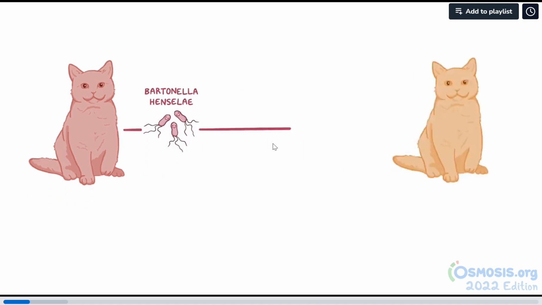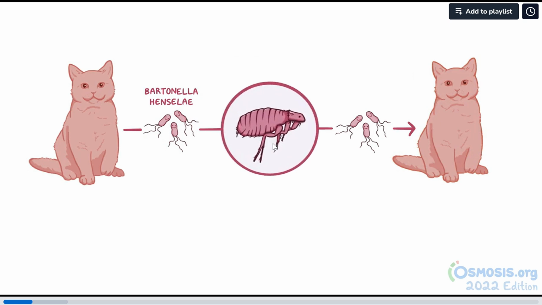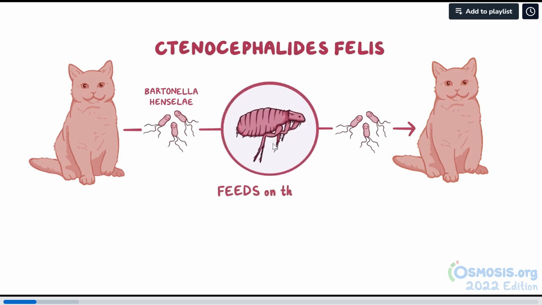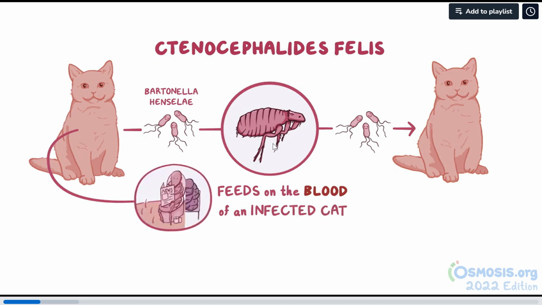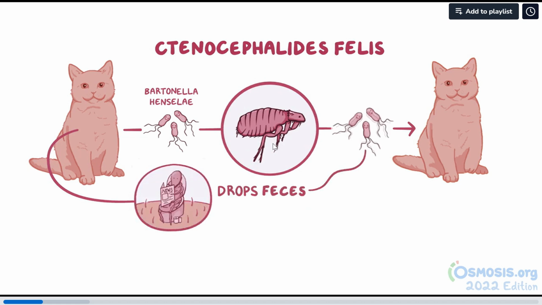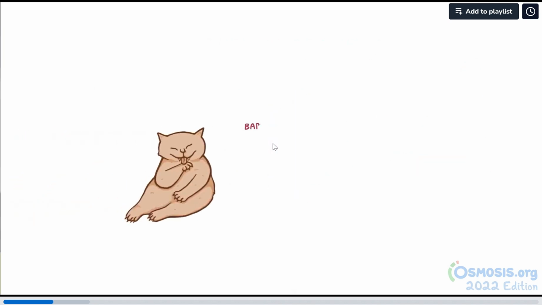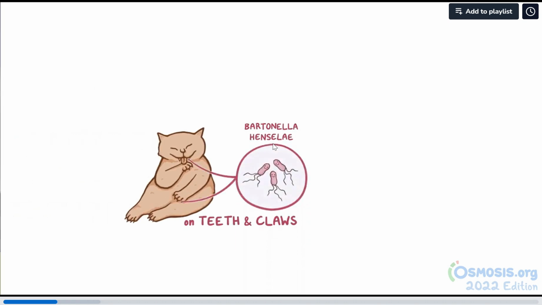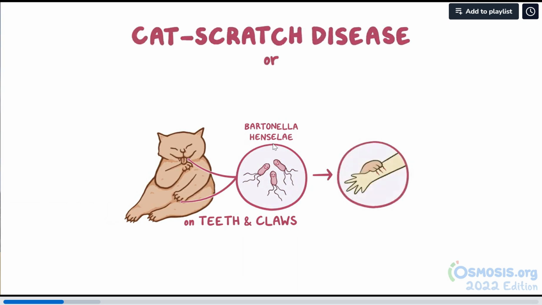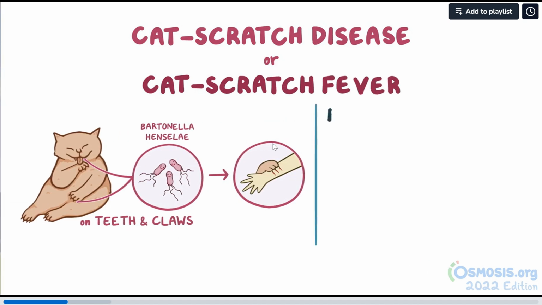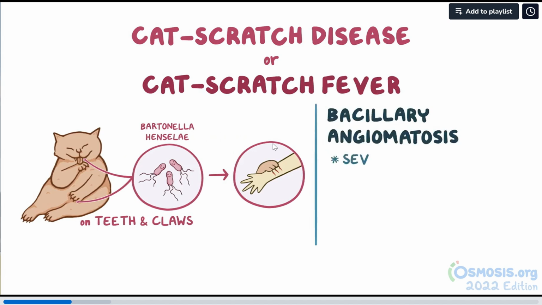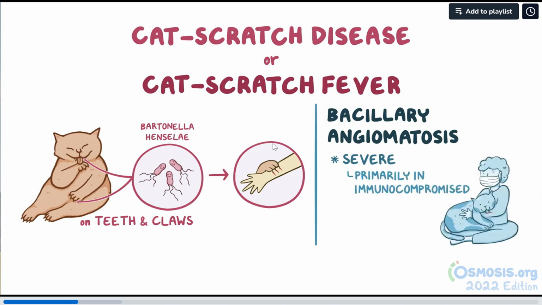Now, Bartonella henselae spreads between cats with the help of a cat flea called Ctenocephalides felis, which feeds on the blood of an infected cat. Then, it drops its feces, which contain Bartonella henselae, onto the cat's body. Finally, when the cat grooms or scratches, Bartonella henselae gets on its teeth and claws, and the cat may infect a human by scratching or biting, hence the name cat scratch disease or cat scratch fever. There's also bacillary angiomatosis, which is a severe form of cat scratch disease that develops primarily in immunocompromised individuals.